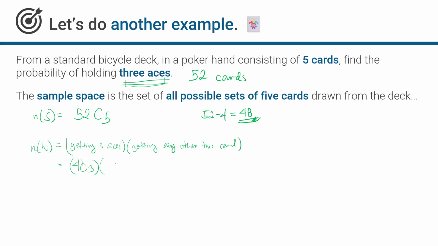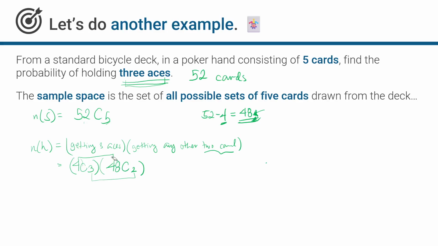So 48 combination of 2. The 2 means that the 2 cards we're going to be getting are from the rest of the cards, where the 4 aces are already taken away. You understand? If you look at it, 4 and 48 sum to 52, and 3 and 2 sum to 5. So that is the first clue that you have.